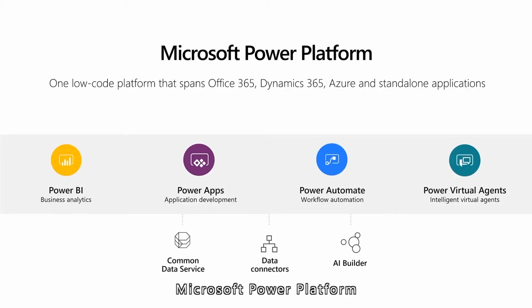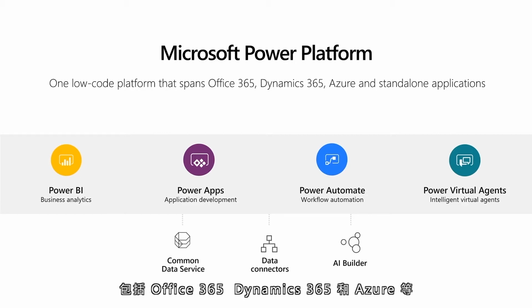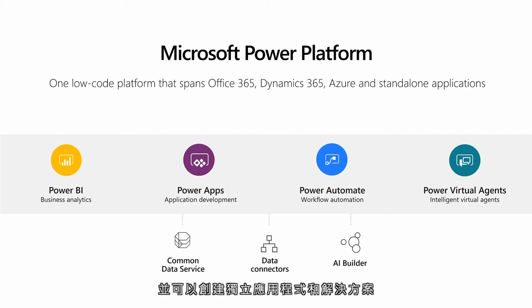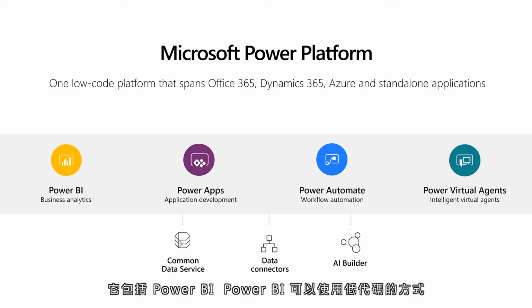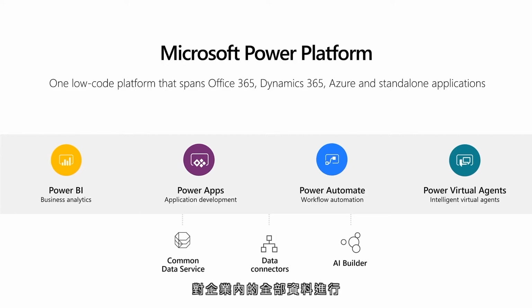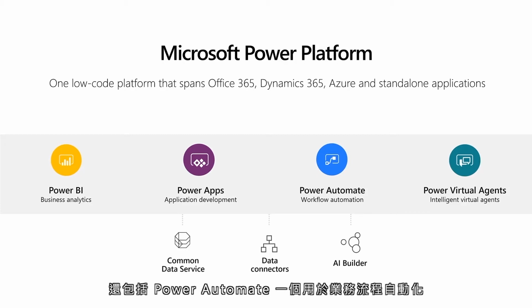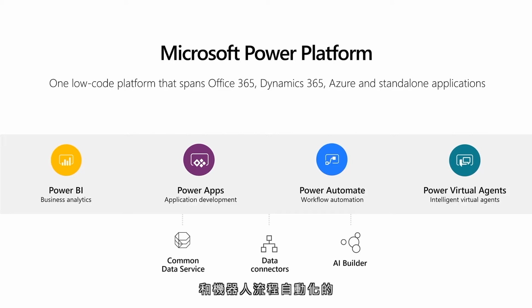When we look at the Microsoft Power Platform, it's a single low-code platform that spans all the Microsoft clouds, whether it's Office 365, Dynamics 365, or Azure, in addition to creating standalone applications and solutions. It includes Power BI, which is a low-code way to analyze and slice and dice all of your data in your enterprise. It includes Power Apps, which is an easy, simple way to create powerful web and mobile applications without having to write any code. As well as Power Automate, a low-code solution for business process automation, as well as robotic process automation. And lastly, the most recent addition is Power Virtual Agent, which is a low-code way to create chatbots.